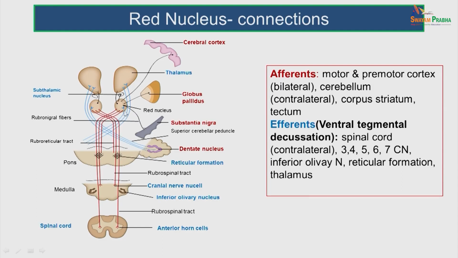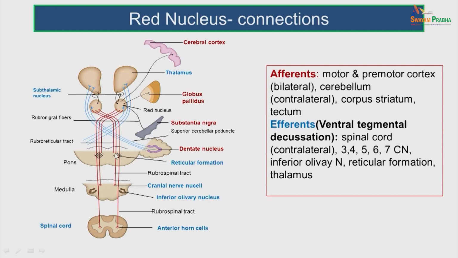Okay, so from the cerebellum it is a contralateral side. Also it receives the fibers from the corpus striatum and the tectum. Whereas the efferents, they form the ventral tegmental decussation that we observed in the previous slide. Okay, so they go to the spinal cord.